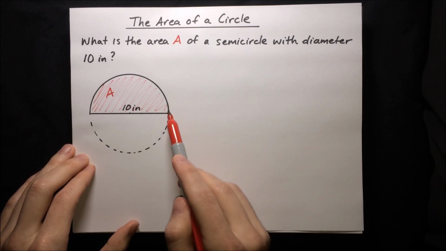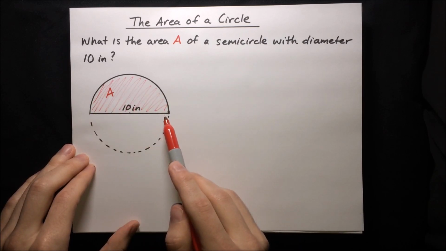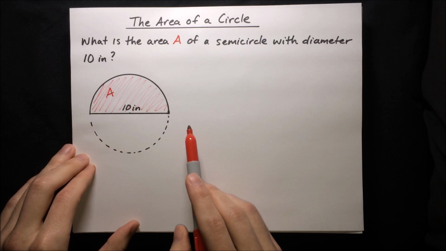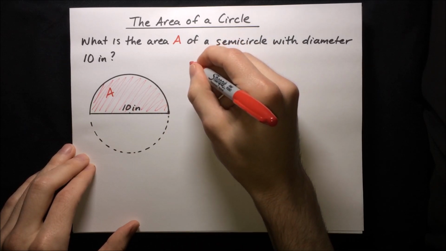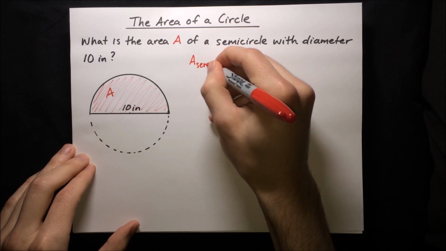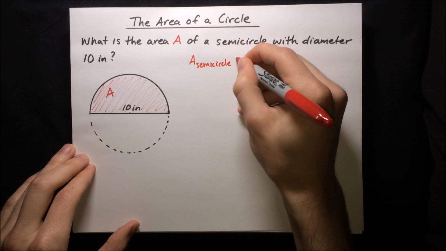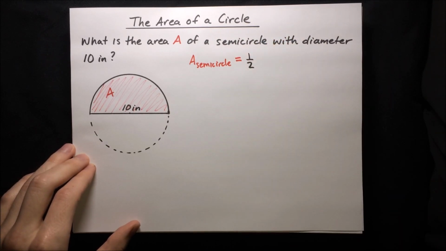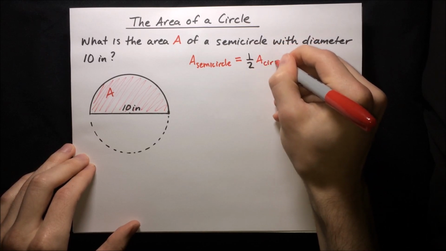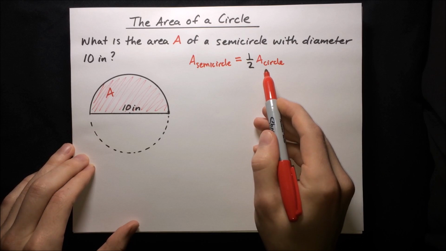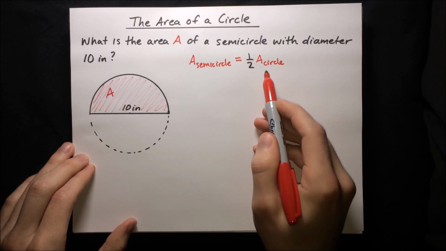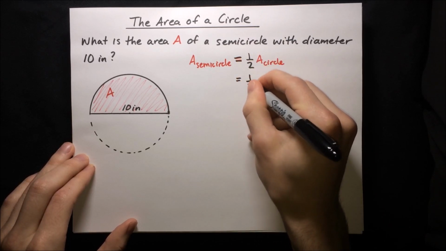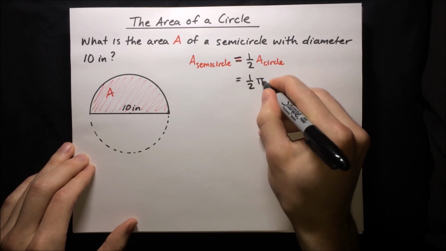Well, a semicircle is just half of a circle, so that means that we can find the area of the semicircle by just finding the area of the full circle and taking half. So let's write that down. We have that the area of the semicircle is equal to a half times the area of the circle. And the area of the circle we can find using our area formula. So area of the semicircle is equal to a half times the area of the circle. Area of the circle is just pi r squared.